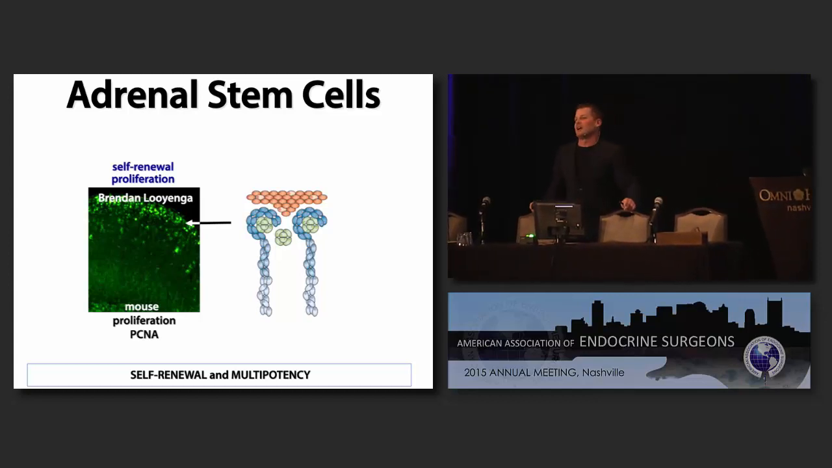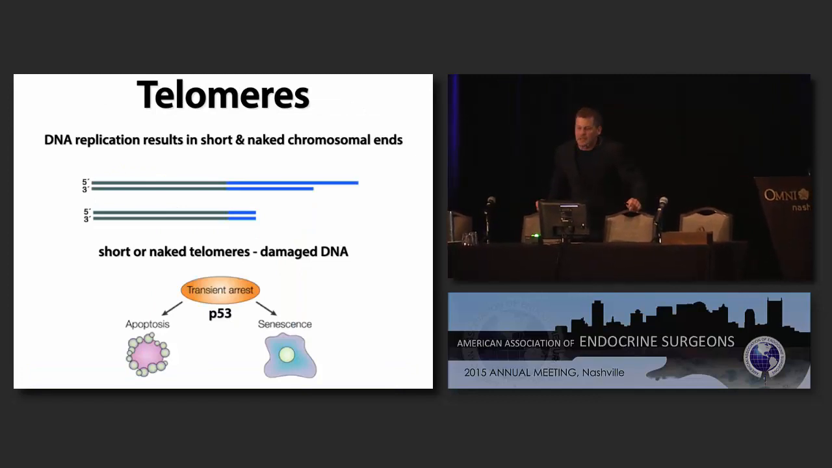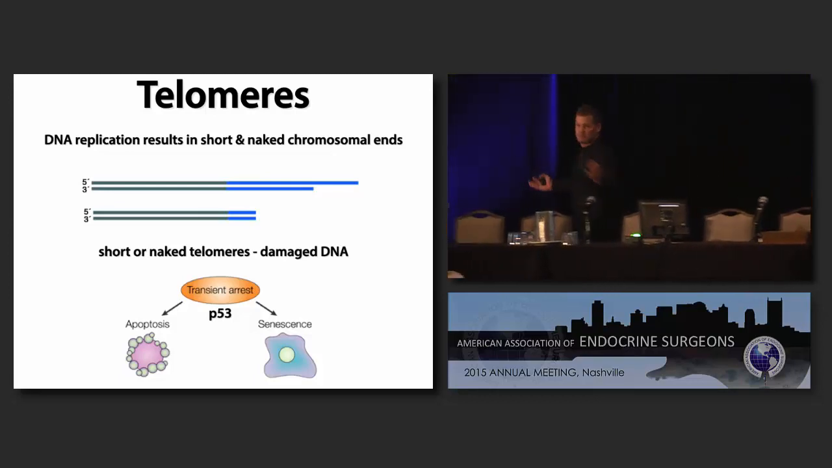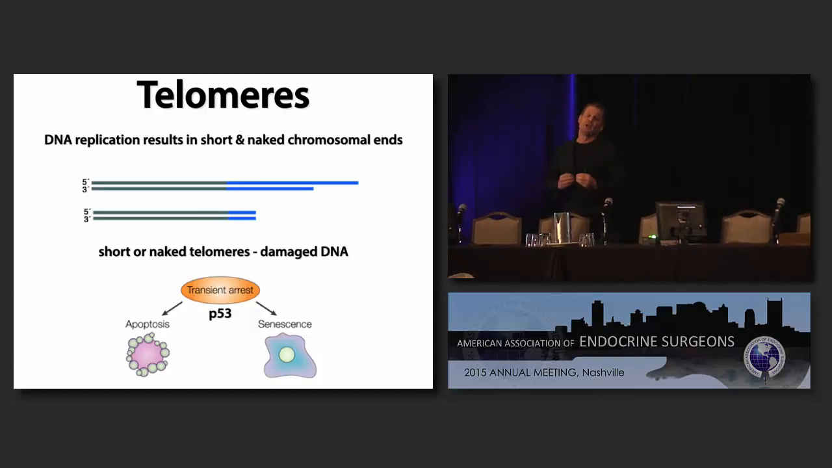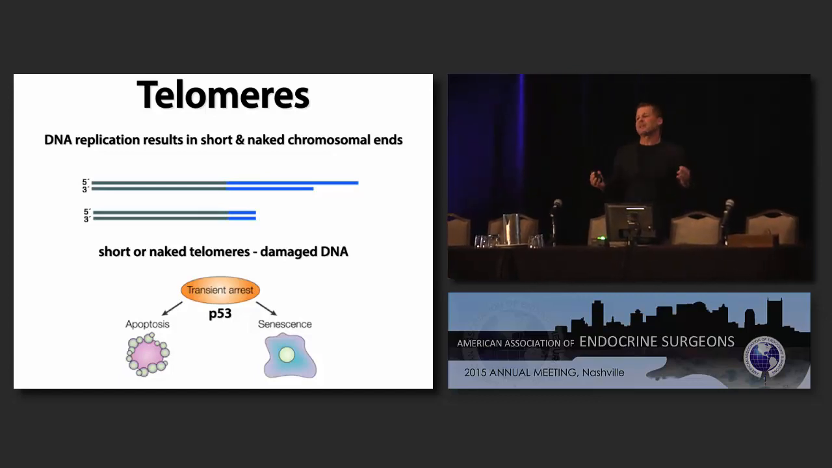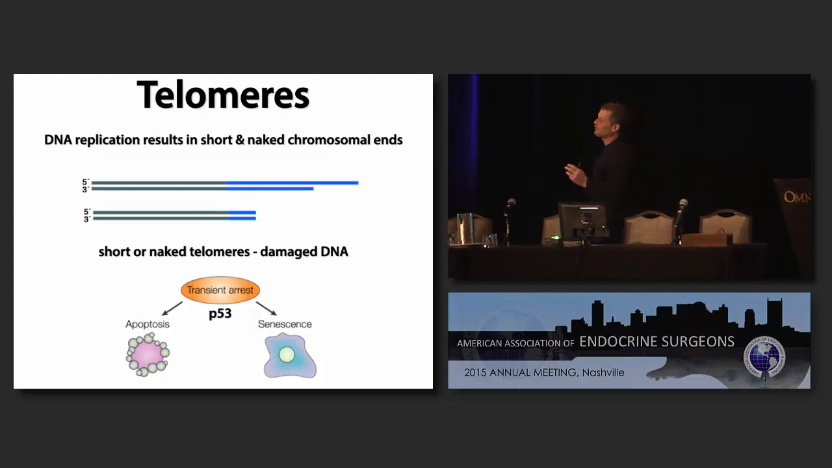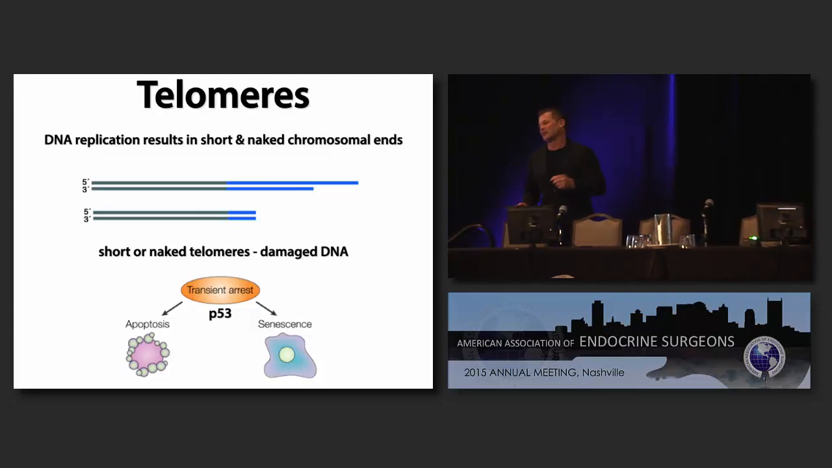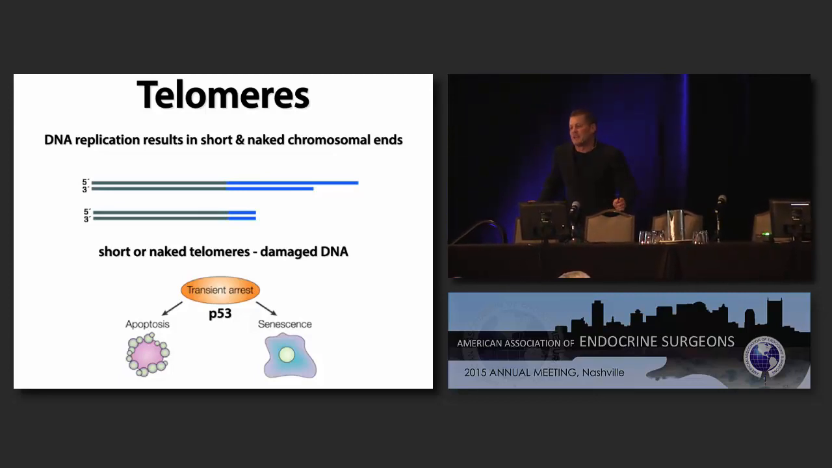Self-renewal brings us to the concept of telomeres. Telomeres, as you know, are the ends of the chromosome. Each time a cell divides, each time it self-renews, the DNA replicates. When DNA replicates, every time, it results in short and naked chromosomal ends. When you have a short or naked chromosomal end, a telomere, that's considered damaged DNA if you're not careful, and it sets up what's called transient P53-mediated arrest, and you either die an apoptotic death, or you go to sleep like Rip Van Winkle, called senescence.